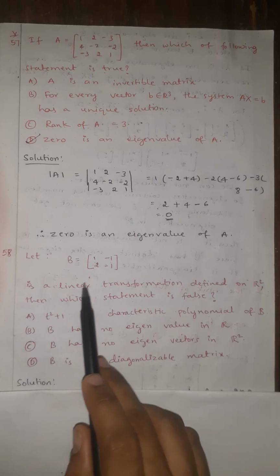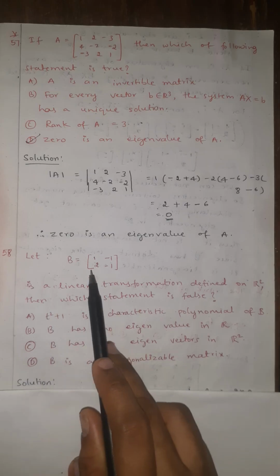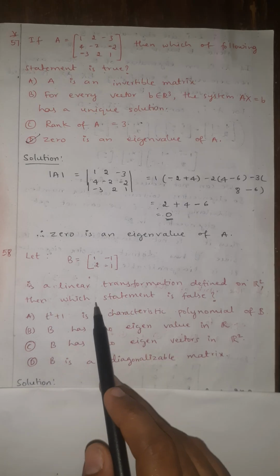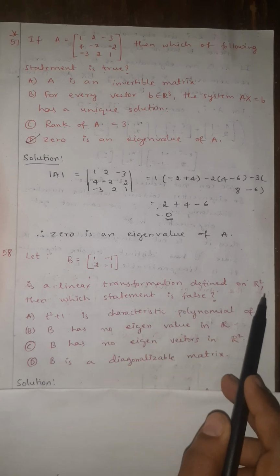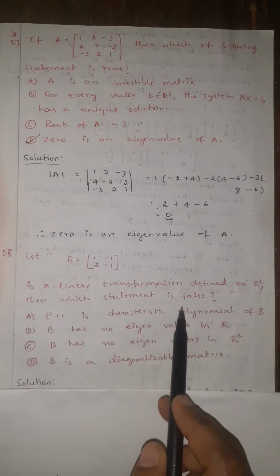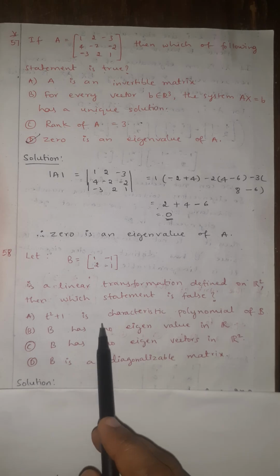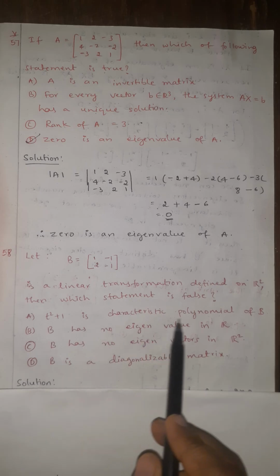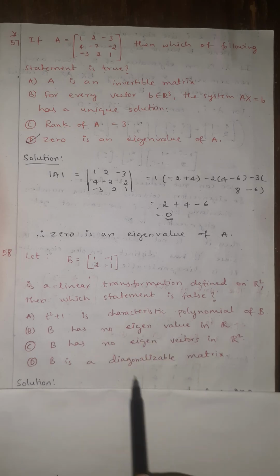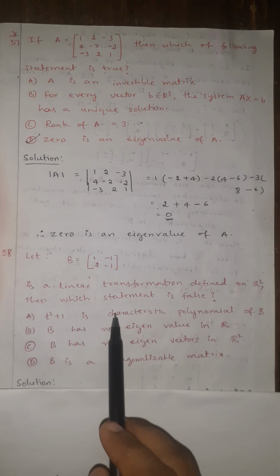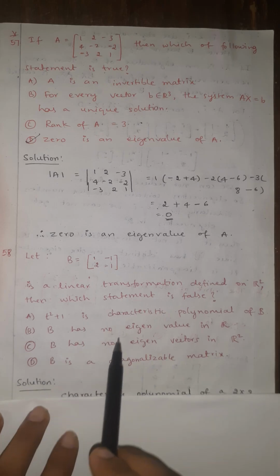Next question. Let B be the 2 by 2 matrix 1, minus 1, 2, minus 1, a linear transformation defined on R2. Then which statement is false? We have to select the false statement. So this is related to characteristic polynomial, eigenvalues, eigenvectors, all about that. So let us first find the characteristic equation of this.